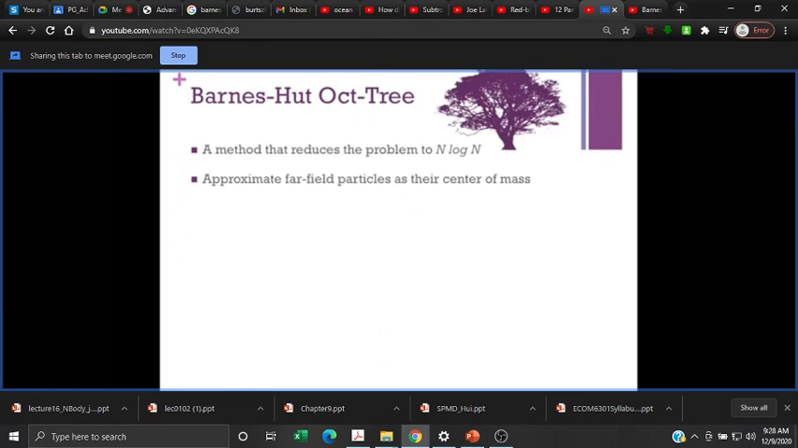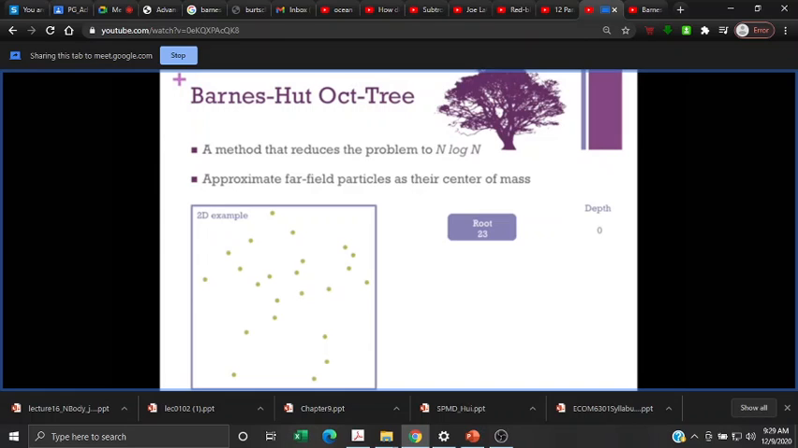In 1986, Josh Barnes and Piet Hut created an algorithm that reduces the number of computations from order N squared to order N log N. The main idea is that force calculations don't need to be exact for particles that are far away from each other. We want to group far-field particles together and approximate them by their center of mass. To this end, a tree is used to represent a hierarchical subdivision of space.